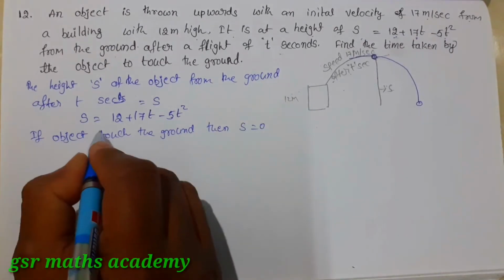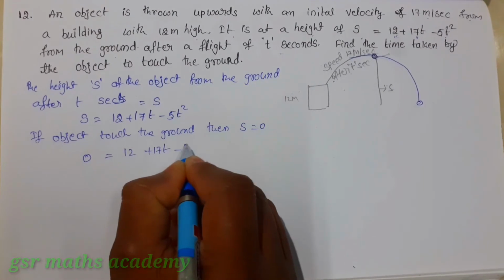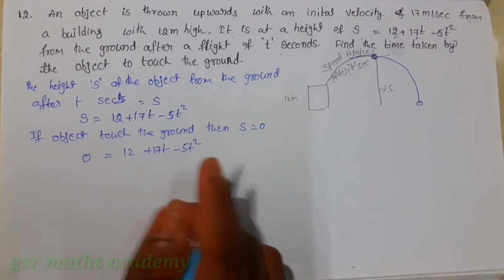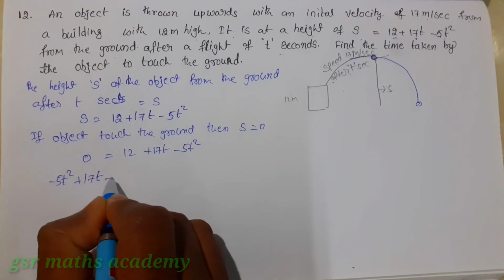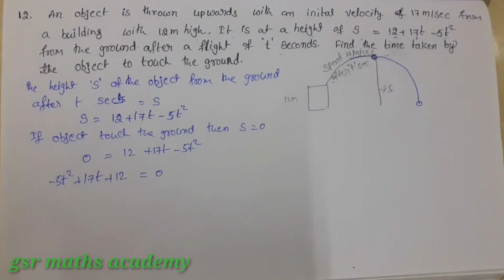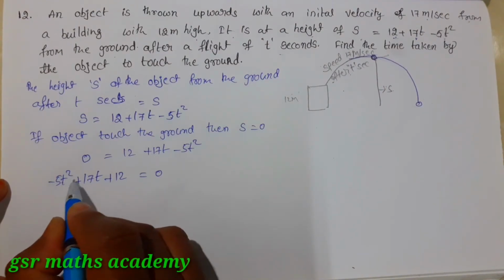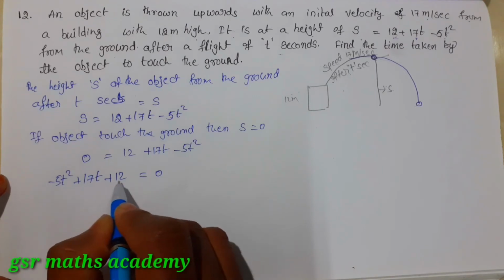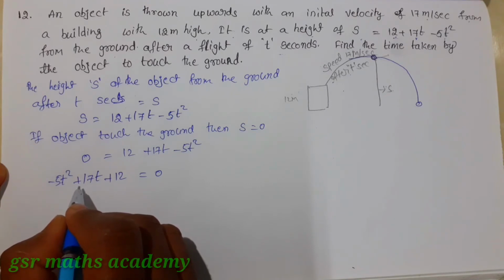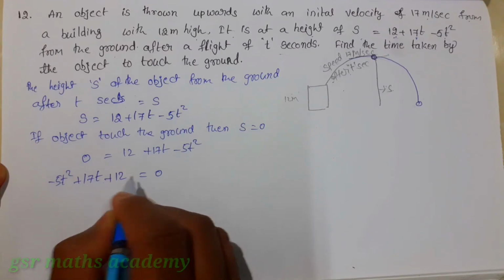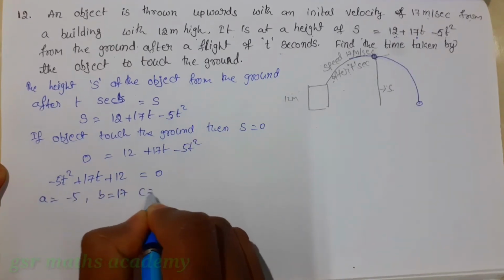If s is equal to 0, this can be written as 0 is equal to 12 plus 17t minus 5t square. For the sake of convenience, I am going to write it as minus 5t square plus 17t plus 12 is equal to 0. This is in the form of a quadratic equation. On comparing this with the standard form ax square plus bx plus c is equal to 0, we get a is equal to minus 5, b is equal to 17, c is equal to 12.